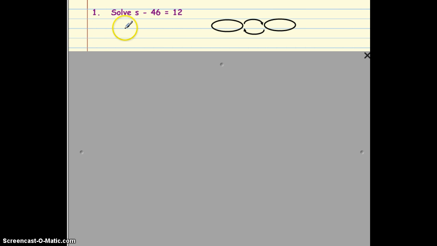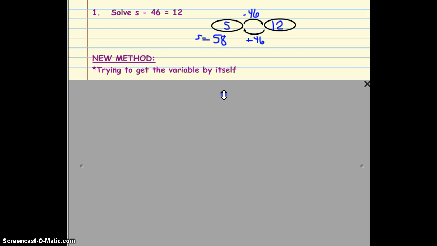Yesterday, when we had equations that said solve s minus 46 equal 12, we would make our flowchart. We would put s in the input. We would put minus 46 up on top because it's our first and only operation. And we would put 12 in the output. Then we'd work our way backwards by doing the opposite. We would add 46, and 46 plus 12 would give us our answer, which would give us 58. So s equals 58.